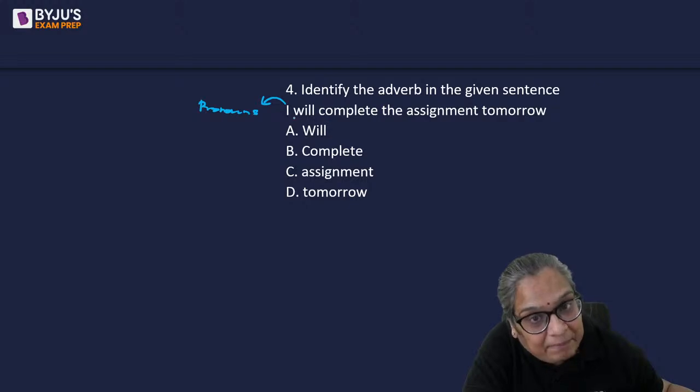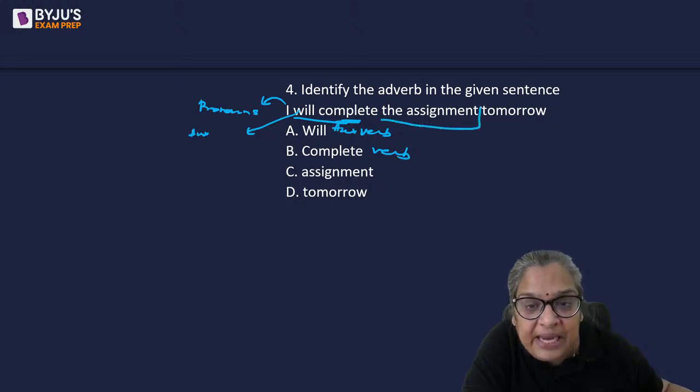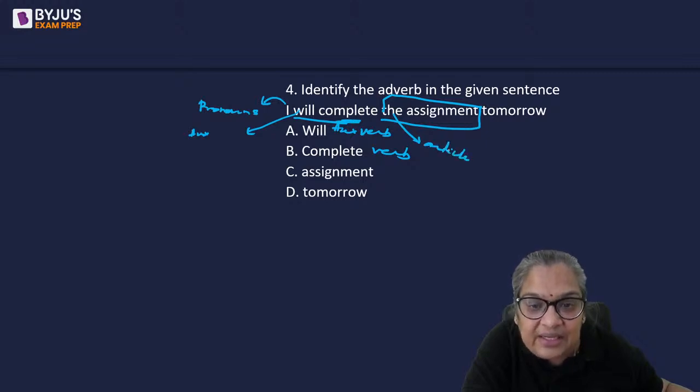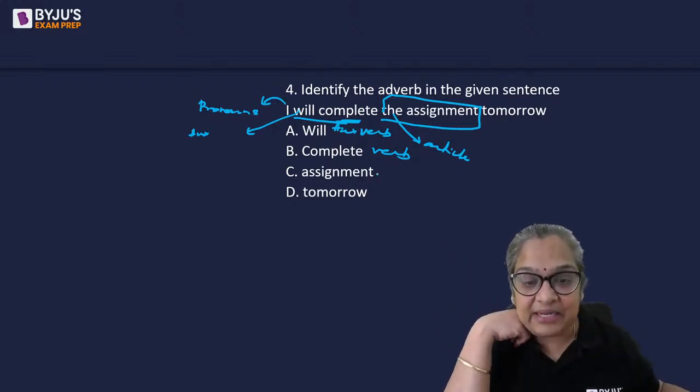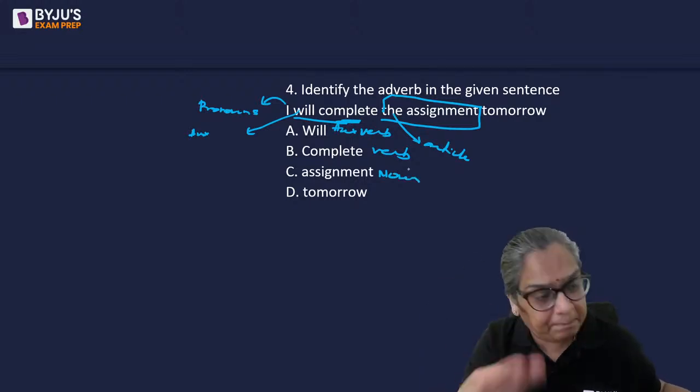Now, will complete. Will is an auxiliary verb which helps you form the tense for the main verb that is complete. So this is an auxiliary verb and this is the main verb. What will you complete? The assignment. Now here the is an article and article is an adjective, because it is normally used with a noun.